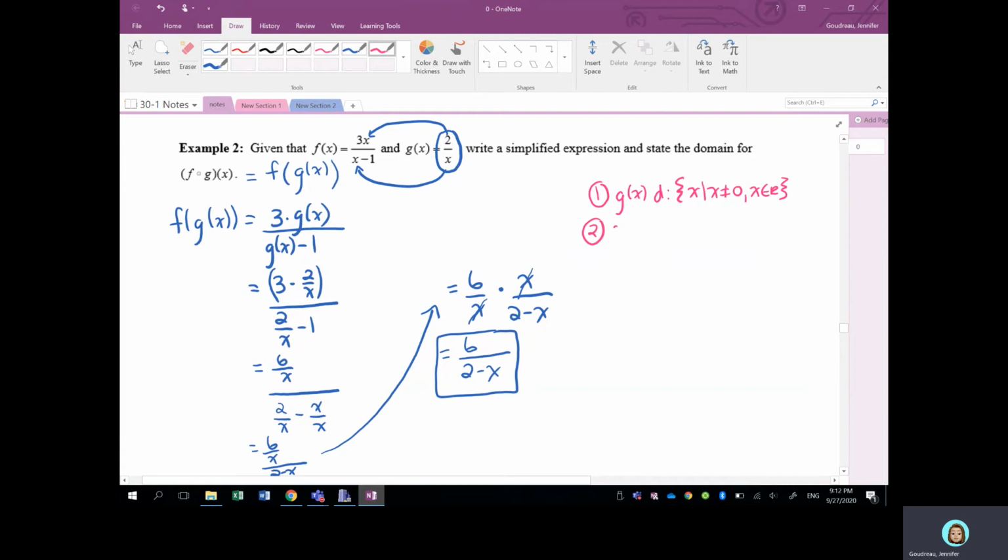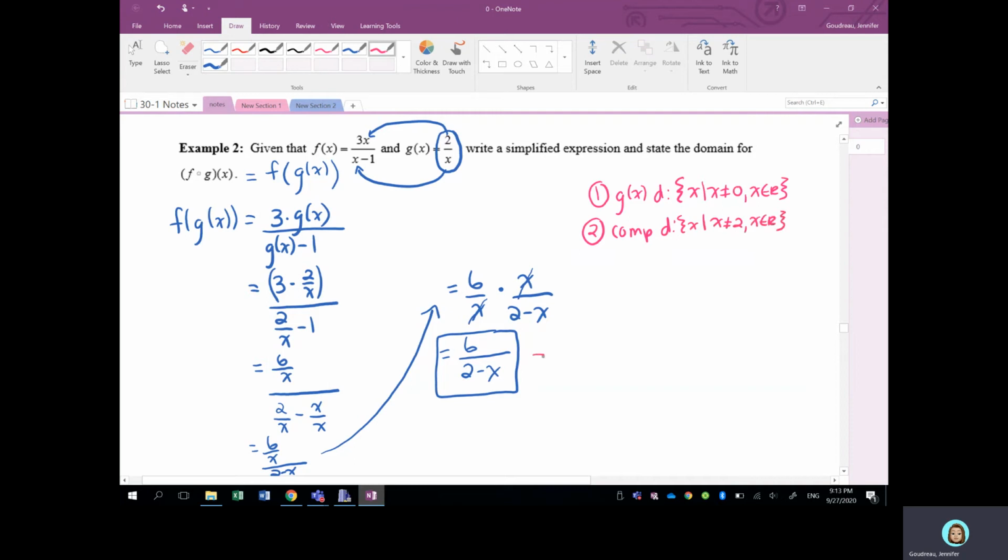In step 2, we're going to look at our composite function, the function we just found. Look at its denominator. Its denominator is 2 minus X, so it has a restriction at positive 2, because that was what makes our denominator 0 there. So it is X cannot equal 2. Otherwise, X is an element of the reals.